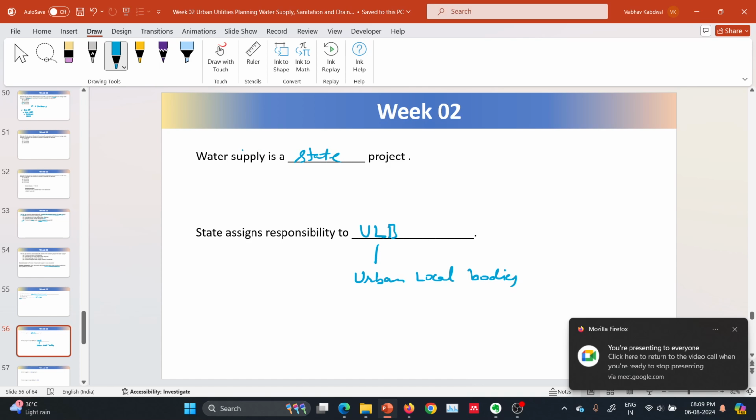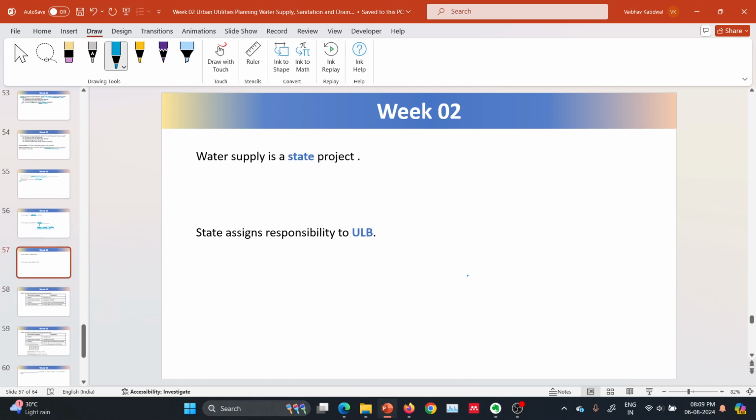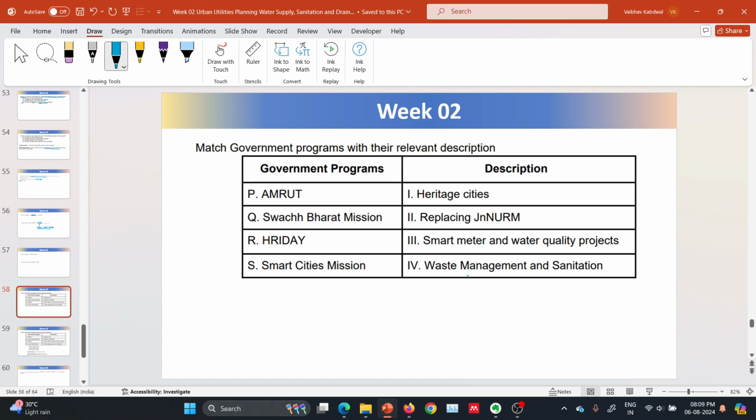So the water supply is a state project. State assigns responsibilities to urban local bodies. So match the government programs with their relevant description.